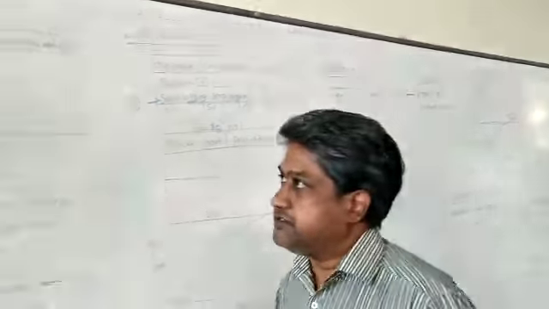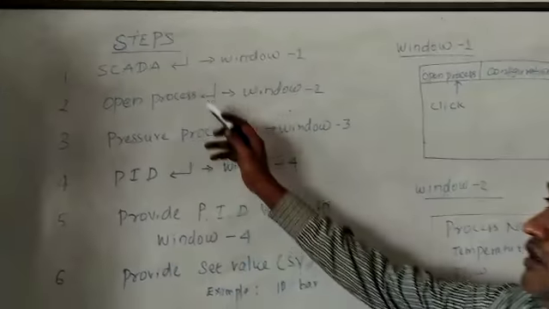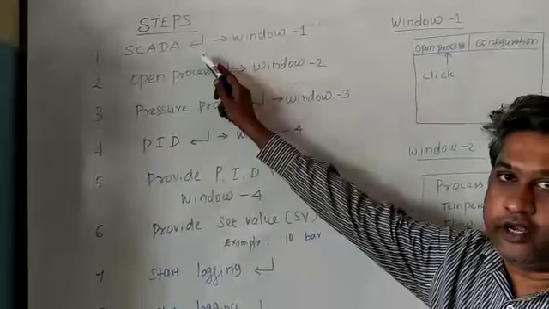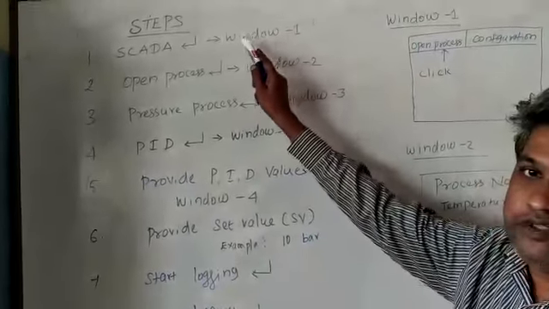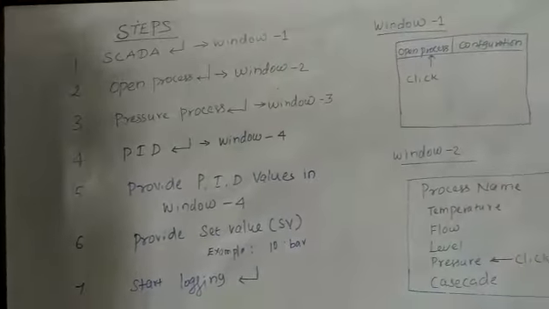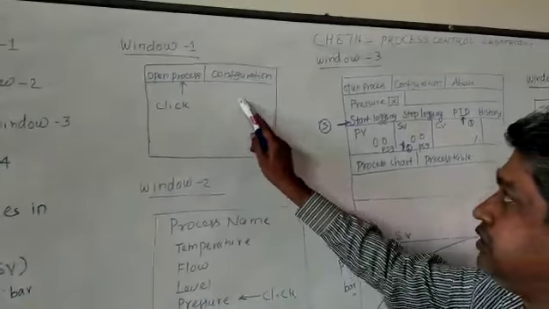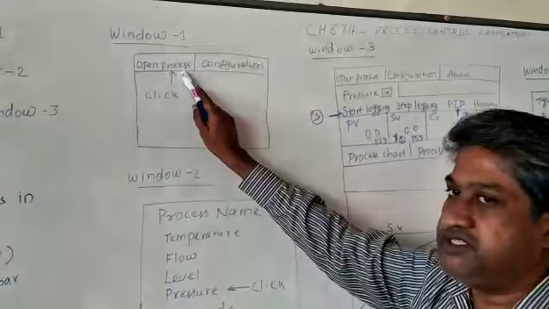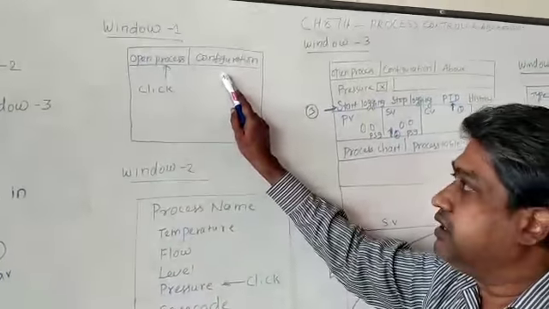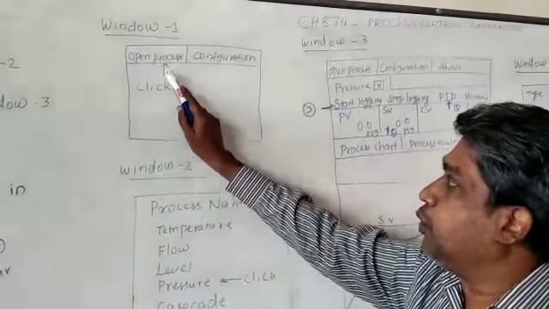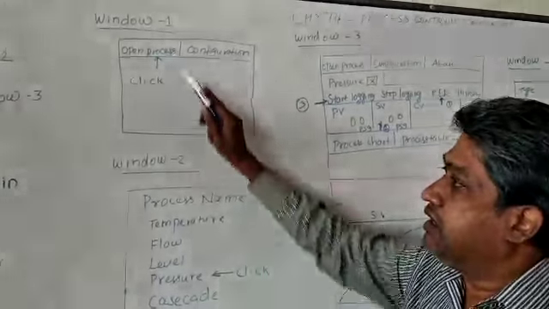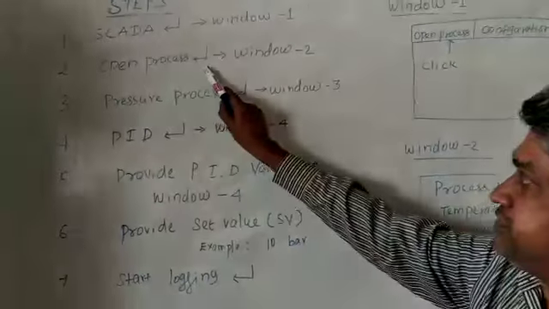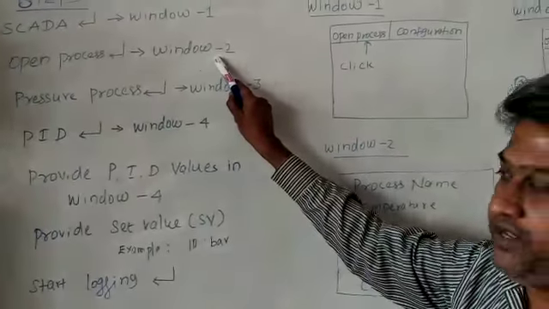Let us say step 1, there is a SCADA icon. You have to click the SCADA icon. Window 1 will open. In window 1, we can see two menus, open process and configuration. Then you have to click open process, and when you click open process, that is step 2, window 2 will open.